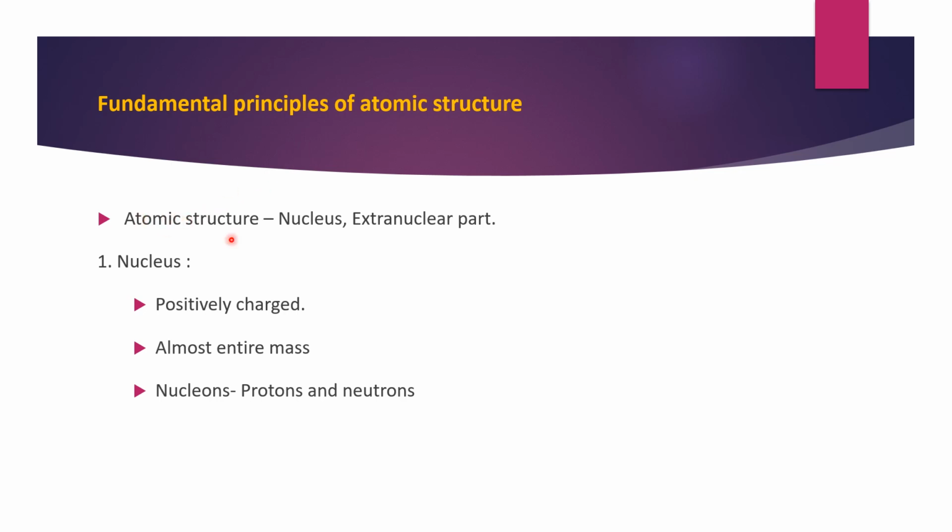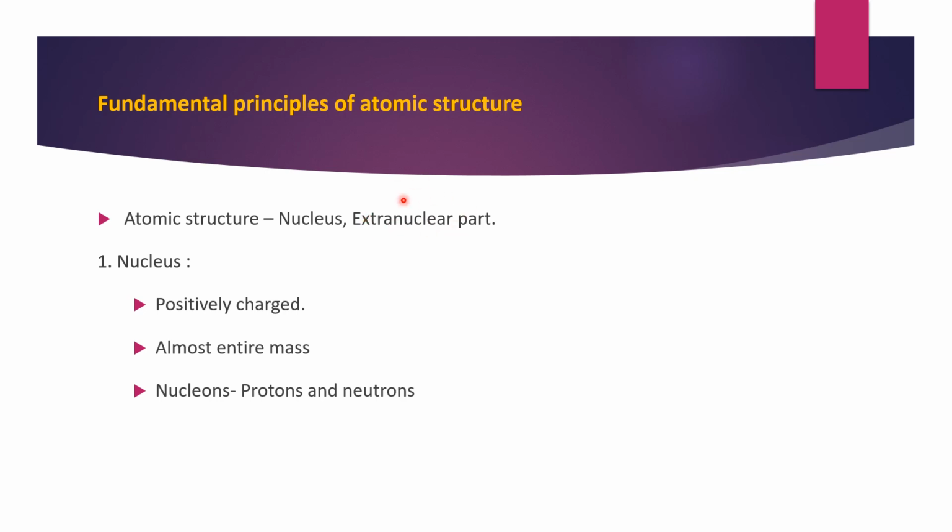So here, the atom or atomic structure consists of two parts. Atom consists of two parts. One is the nucleus and the second is the extranuclear part. What is the nucleus? How was it discovered? We have seen Rutherford's gold foil experiment where he published a nuclear model. Okay, so from there the nucleus came into the picture. Nucleus and the extranuclear part.